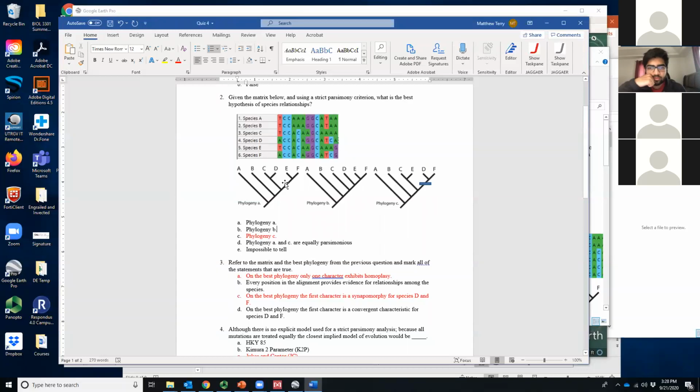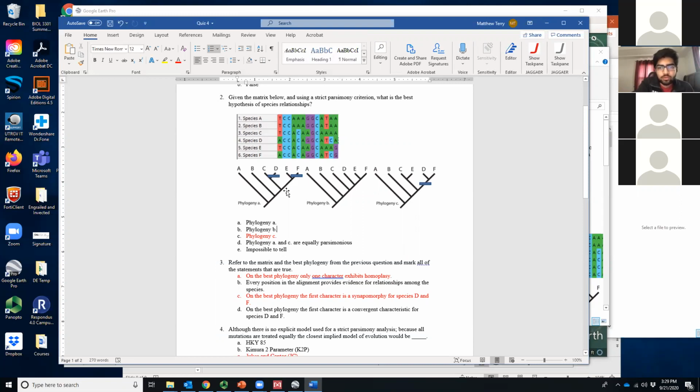But if we're going to map the character onto this phylogeny, notice D and F are not closely related to one another as they are over here. So we have to map it on that other phylogeny twice. One of them would go on the branch leading to D and one on the branch leading to F. This would be convergence, the simplest explanation in this example. So on this phylogeny, that's a convergent character, which is one of the forms of homoplasy. It's a less simple explanation than a synapomorphy.